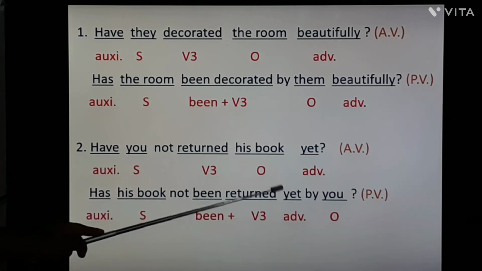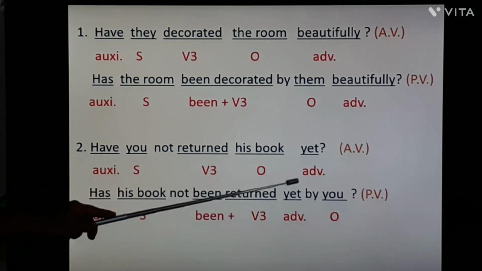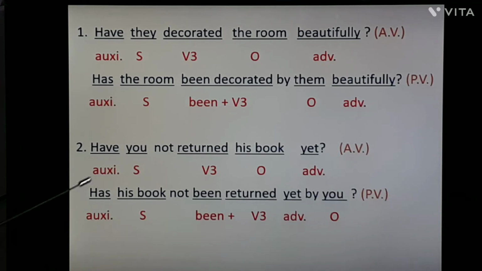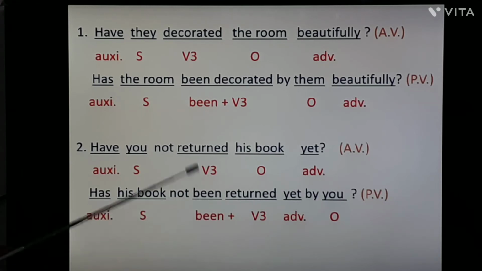No change in active passive. So you, the subject in active voice, will be the same in passive. So, has his book not been written yet by you? Then put a question mark. This is passive voice.